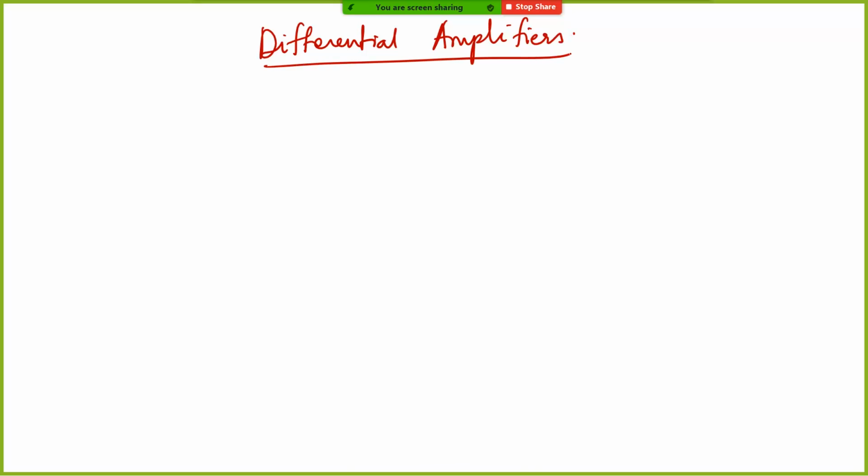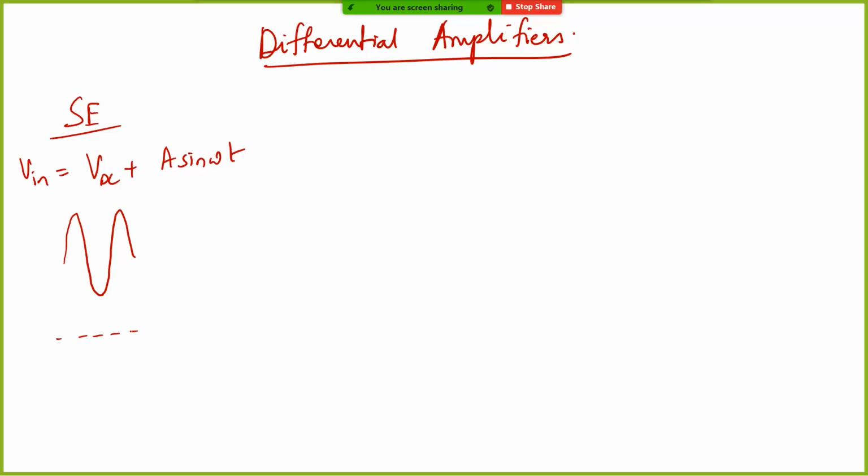Now I think you have already studied the advantages of having differences. So what is a differential signal? You have a common mode. For example, a single-ended signal will be like this, right? Vin is given as some VDC plus some VAC, let's say A sin omega t. Which basically means you have some sinusoidal signal, and the reference is always ground.